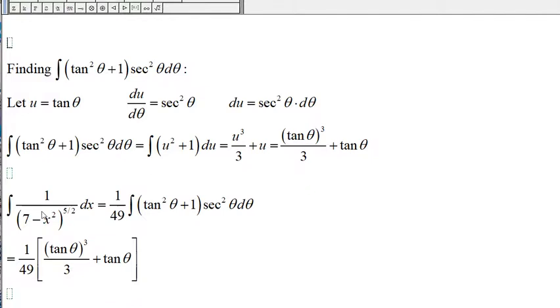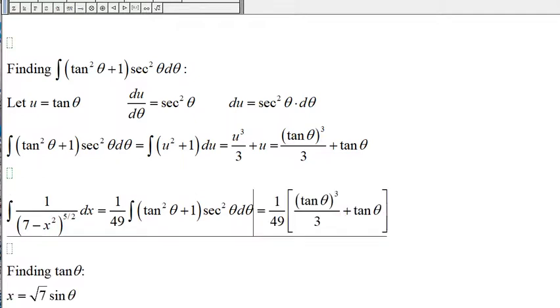So the original integral was 1 over 49 times this integral, but we just found this integral. So this will be 1 over 49 times tangent of theta cubed divided by 3 plus tangent of theta. The original problem was in terms of x, so we need to rewrite tangent of theta in terms of x.